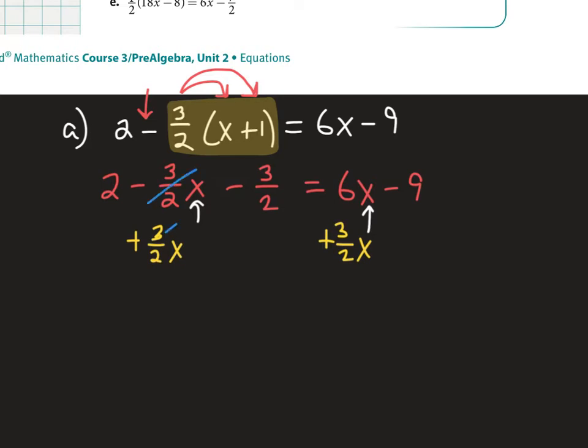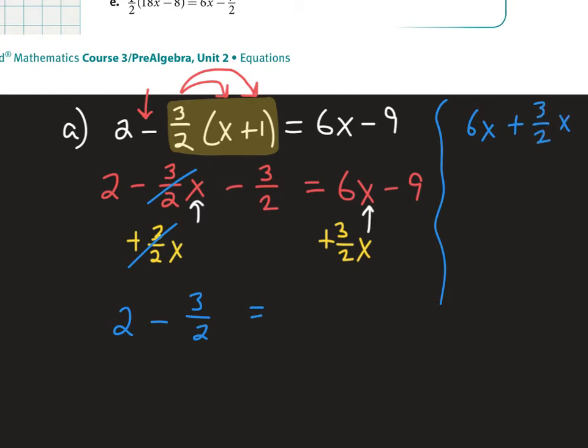So adding 3 halves x is going to cancel out this minus 3 half x. So we're going to have 2, and we still have the minus 3 halves, and we can combine those two numbers in just a second. Now we have 6x plus 3 halves x. In this case, we need to add 6x and 3 halves x. Let me just do this on the side here.